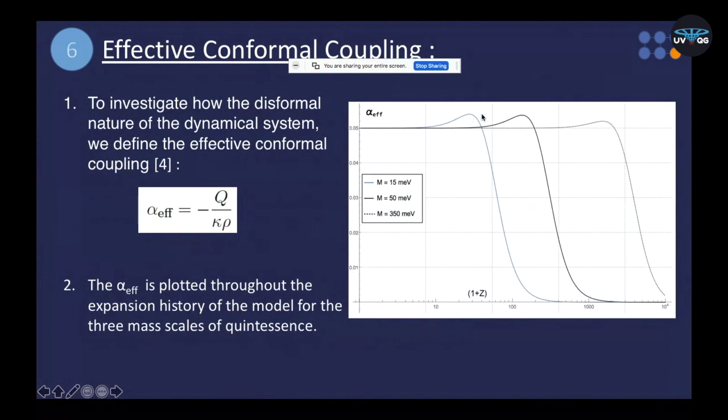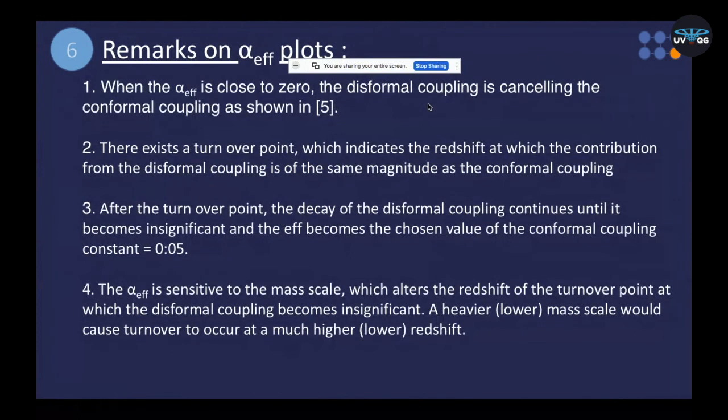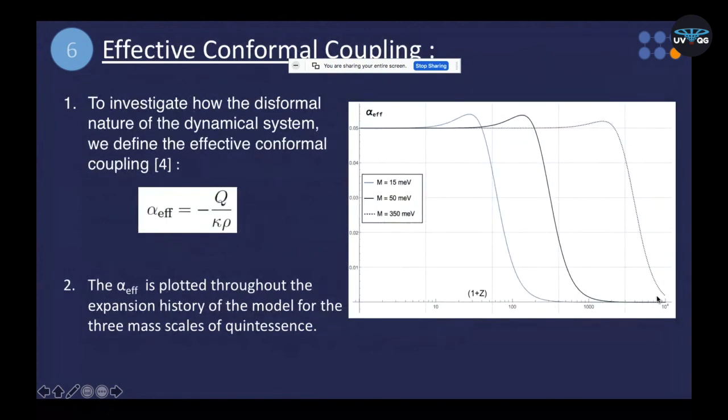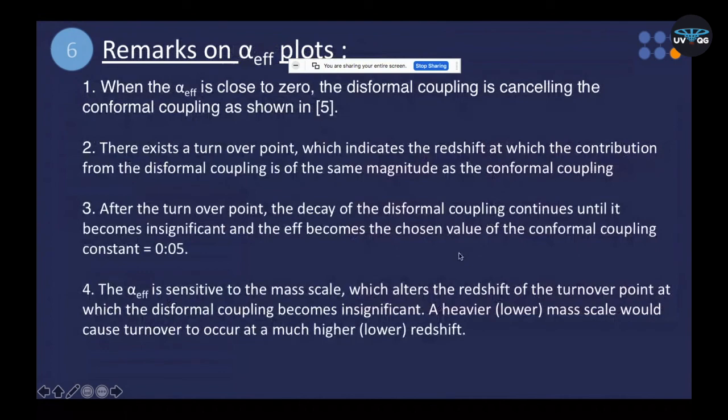Basically, at this turnover point, it's like a battle between the conformal and the disformal, and at this point they are actually equal. After the turnover point, we find the decay of the disformal coupling continues until it becomes insignificant. So here, the disformal coupling in the past is significant, it decays, becomes almost equal to the conformal coupling, and then decays further until it becomes insignificant. The conformal coupling is what is dominating.